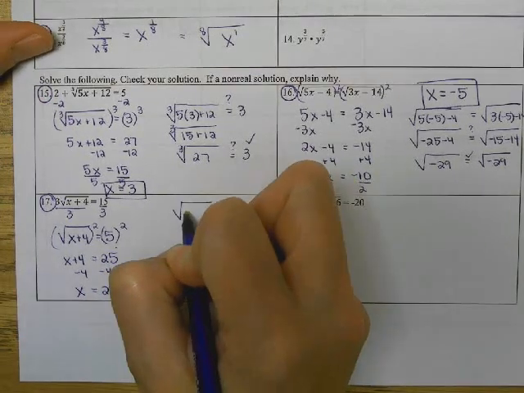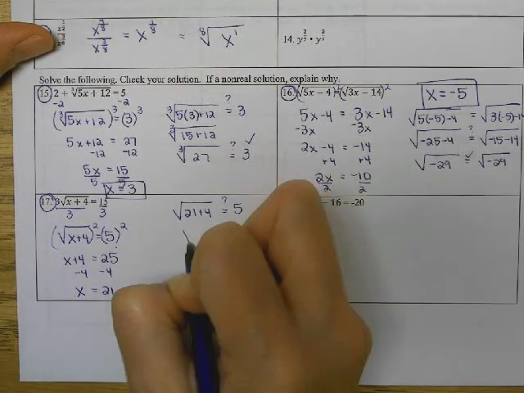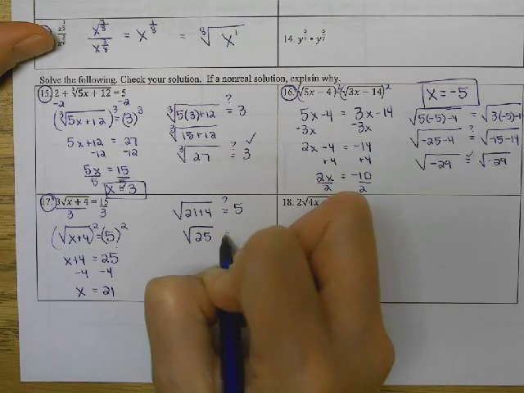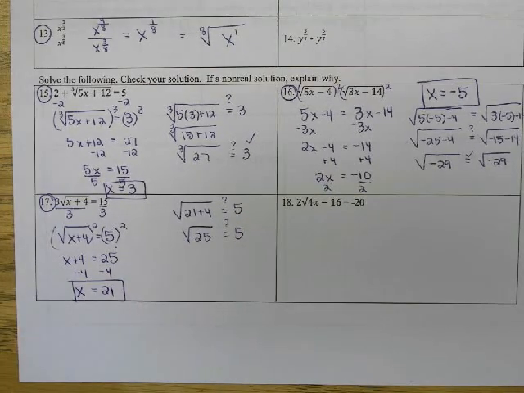Come back over here. So I get 21 plus 4. Is that equal to 5? So the square root of 25, is that equal to 5? Yes. So 21 works. Okay?